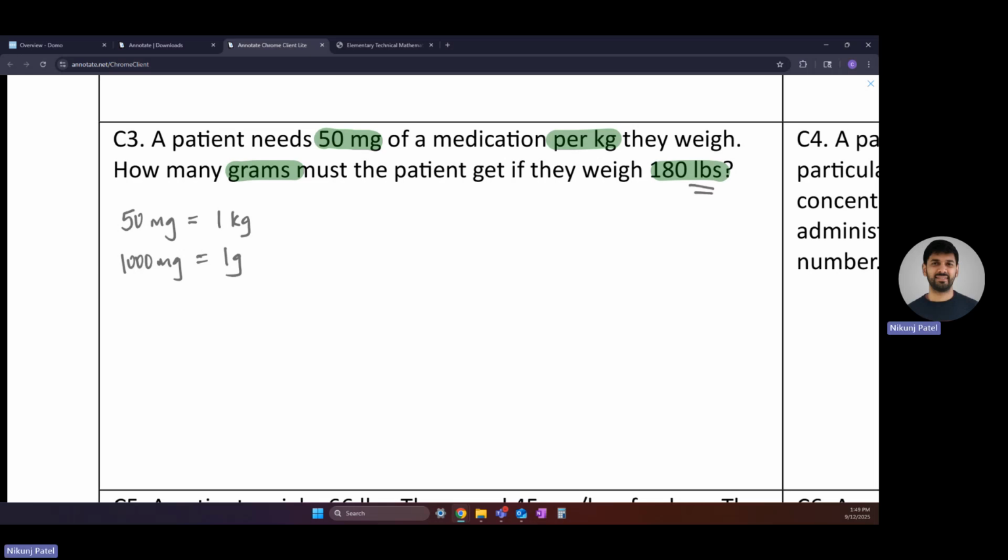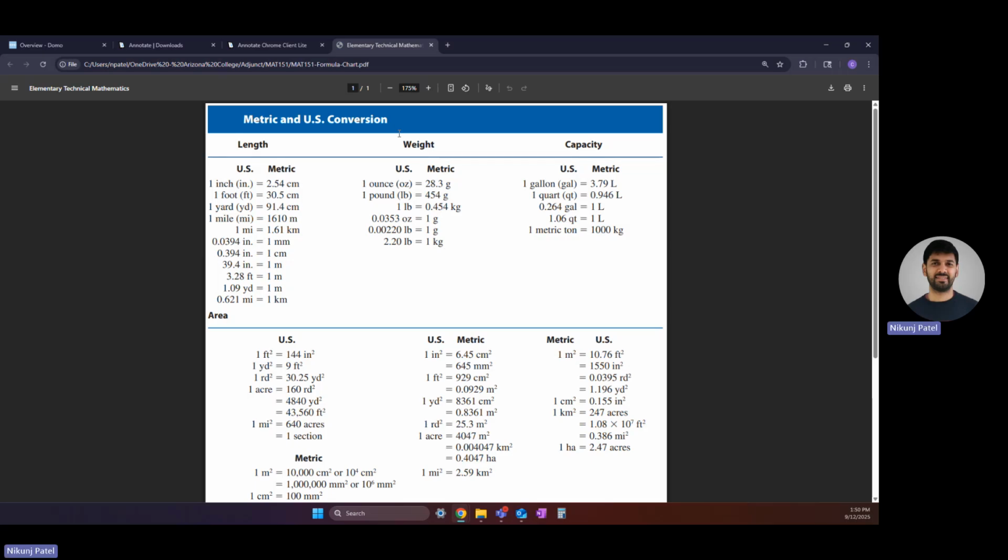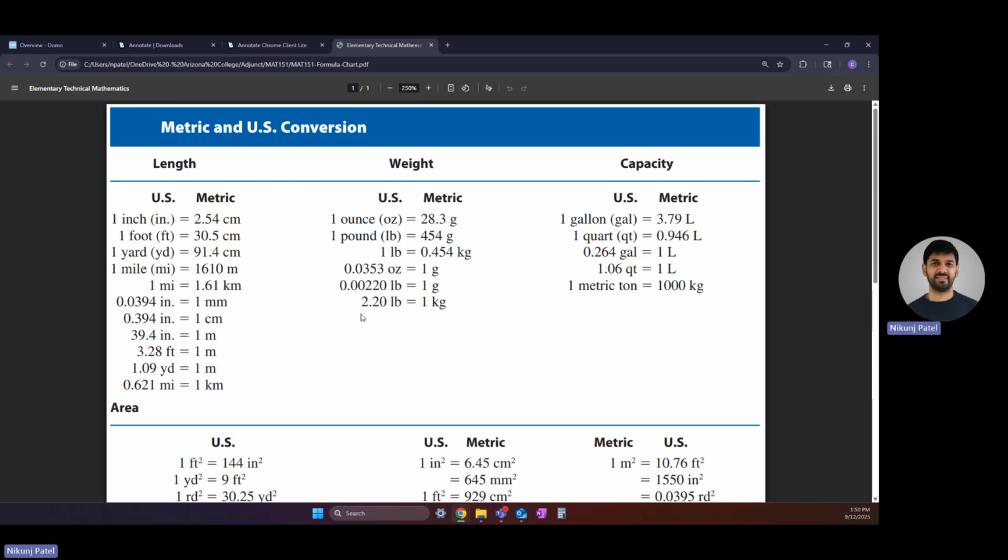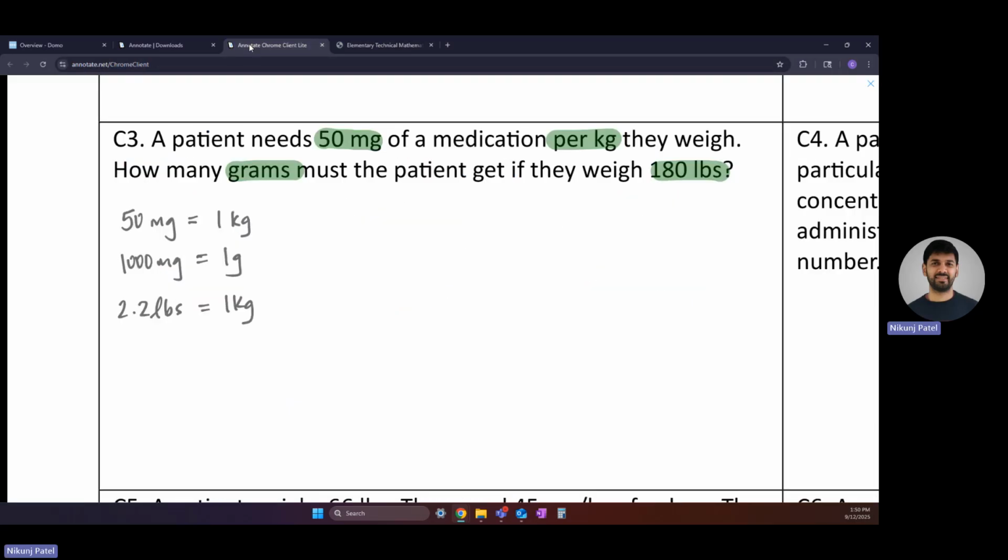And lastly, we see we have pounds. The most common conversion factor you'll see with pounds is that 2.2 pounds is equivalent to 1 kilogram. You can also find this weight conversion in the conversion chart here. We see that 2.2 pounds is equal to 1 kilogram. So some of these will be in your formula chart, and some of them you'll have to memorize, like the milligrams to grams conversion. Now, when we do a weight conversion for medication, we're always going to start with the patient's weight. So 180 pounds.